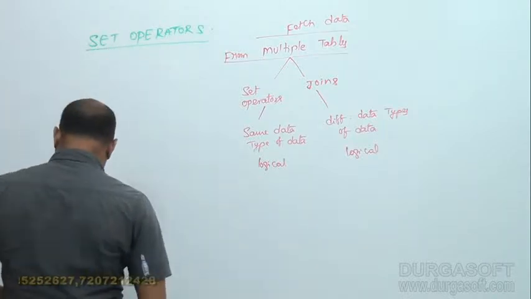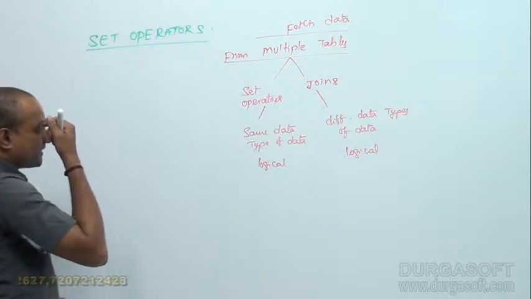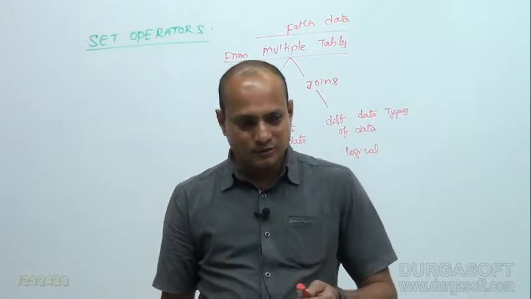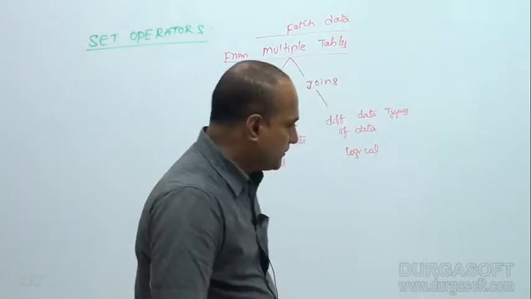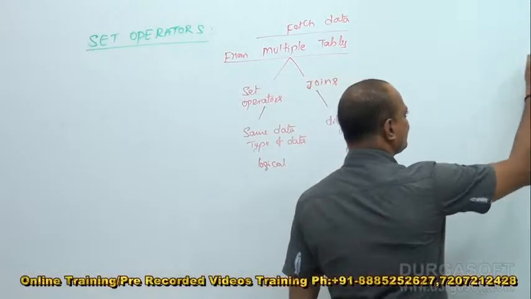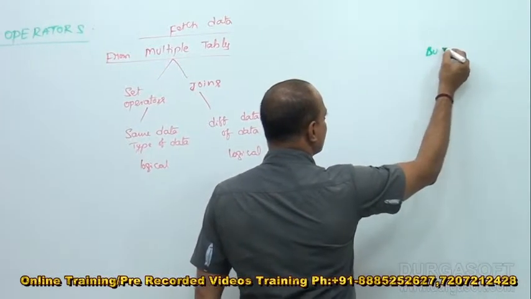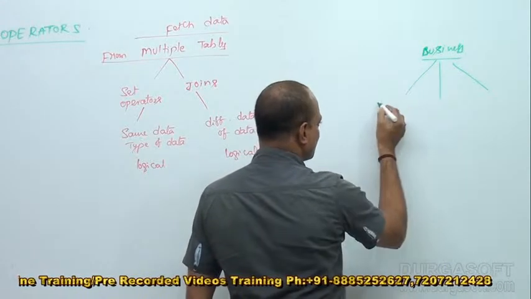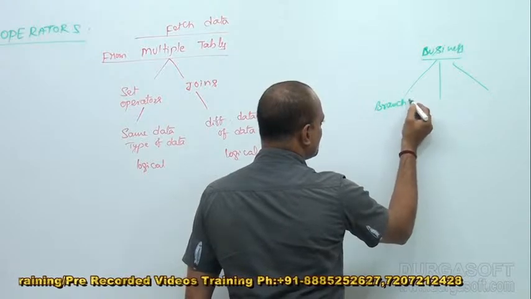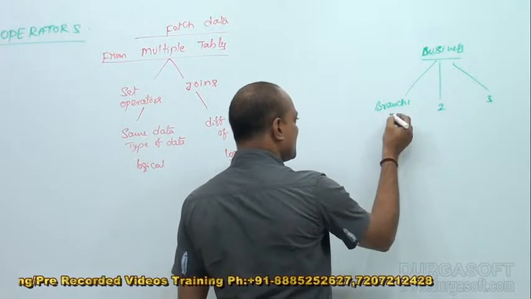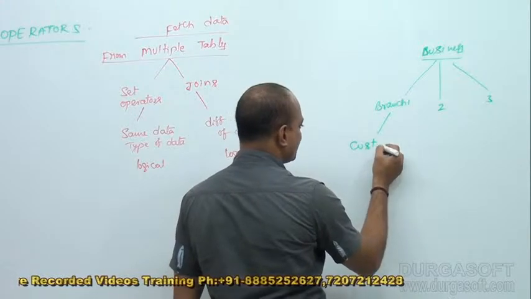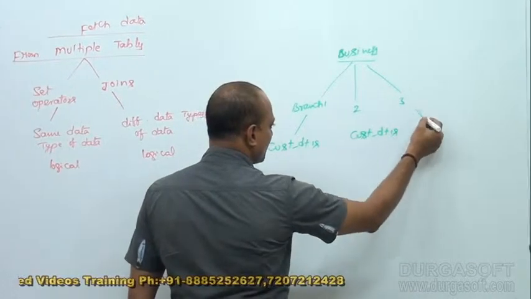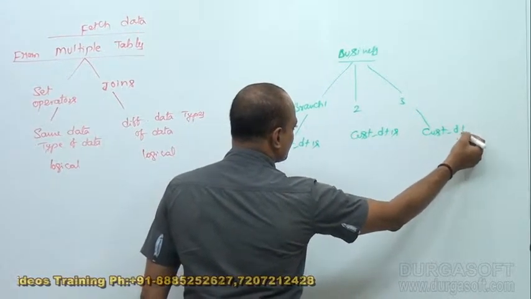What is meant by a set operator? In which business scenario will we use a set operator? There is a specific business scenario, so let me write that scenario on the board. Let us assume some business is there. The business has some branches: branch 1, branch 2, branch 3. From each branch, we have customers information. Here also one table, customers information. Here also another table, customers information.